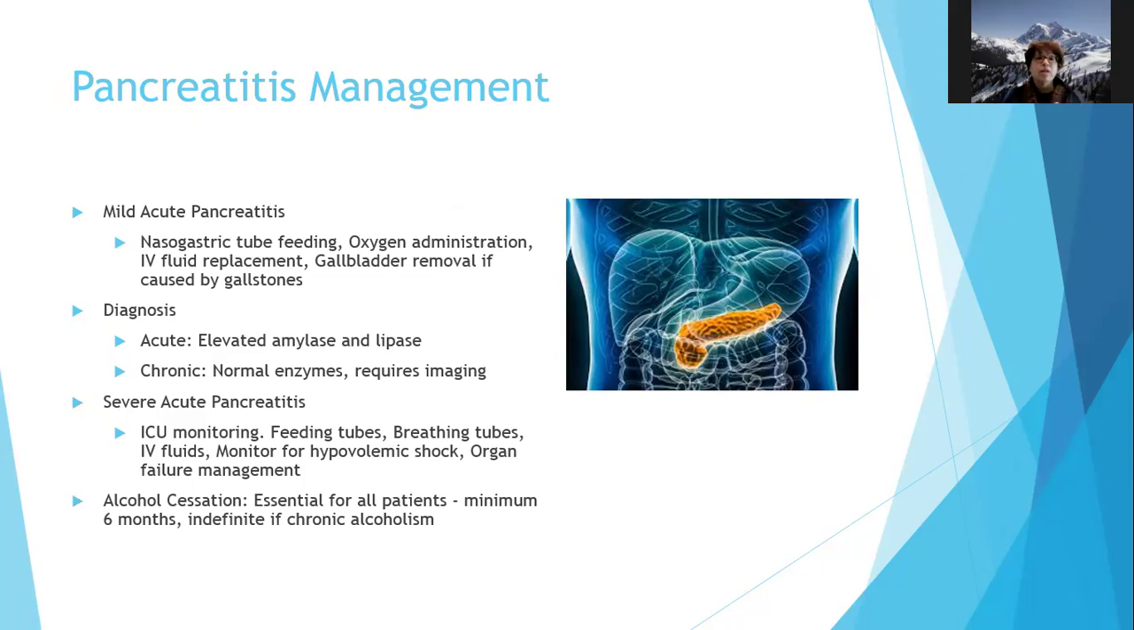And in chronic pancreatitis, the enzymes are going to be normal, but they'll see changes in the pancreas in imaging. So severe acute pancreatitis could put you in the ICU. It's a very serious thing. Feeding tubes, breathing tubes, IV fluids, they're monitoring you for hypovolemic shock, where your blood volume goes down, your blood pressure plunges, and they're managing you for organ failure. So it's pretty serious. It could kill you. It's not a good thing.